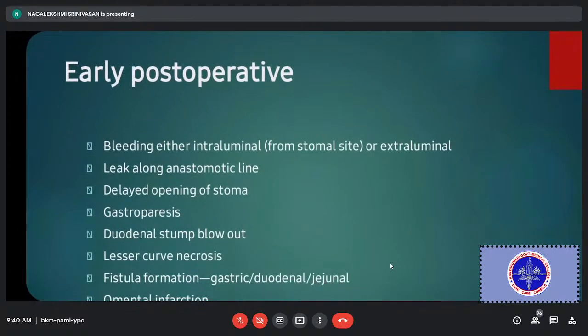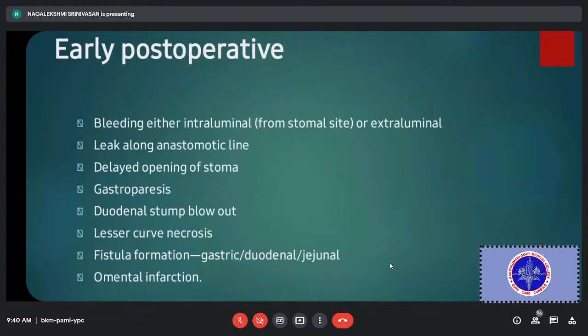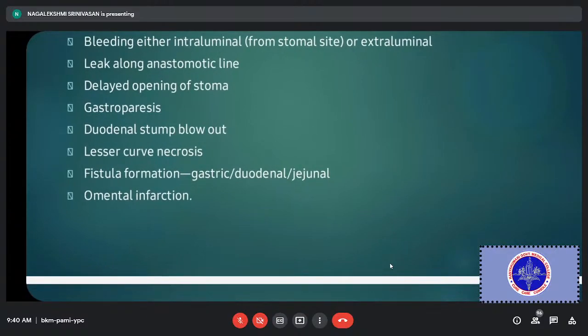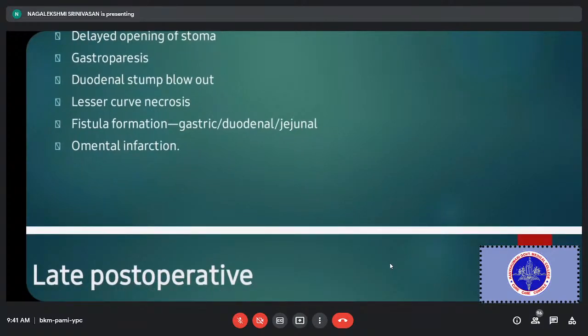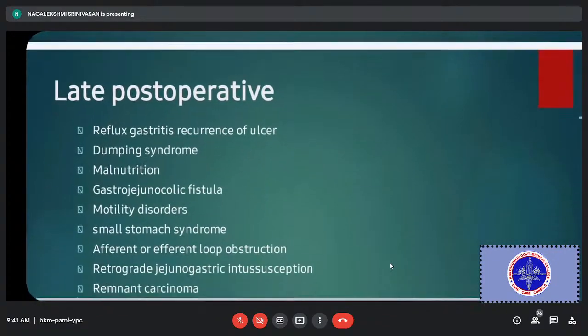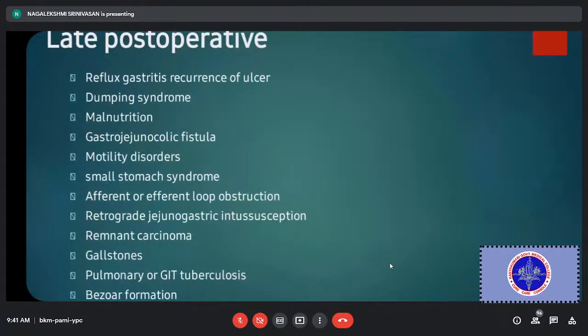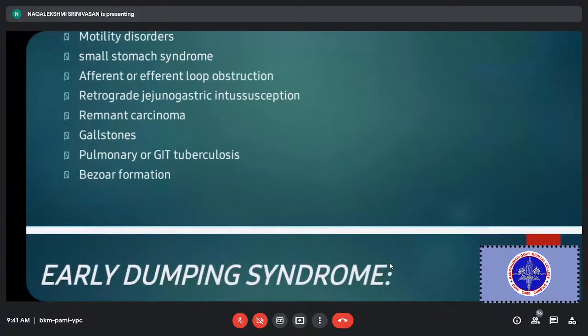So what are the early postoperative complications? Bleeding intraluminally from the stomal site or extraluminally, leak from the anastomotic line, delayed opening of the stoma, gastroparesis, duodenal stump blowout, lesser curvature necrosis, fistula formation, and gastric, duodenal, jejunal infarction. Late postoperative complications: reflux gastritis, recurrence of the ulcer, dumping syndrome, malnutrition; all these we are almost repeating. Small stomach syndrome, afferent efferent loop, retrograde jejunal intussusception can also occur, remnant carcinoma, gallstone.